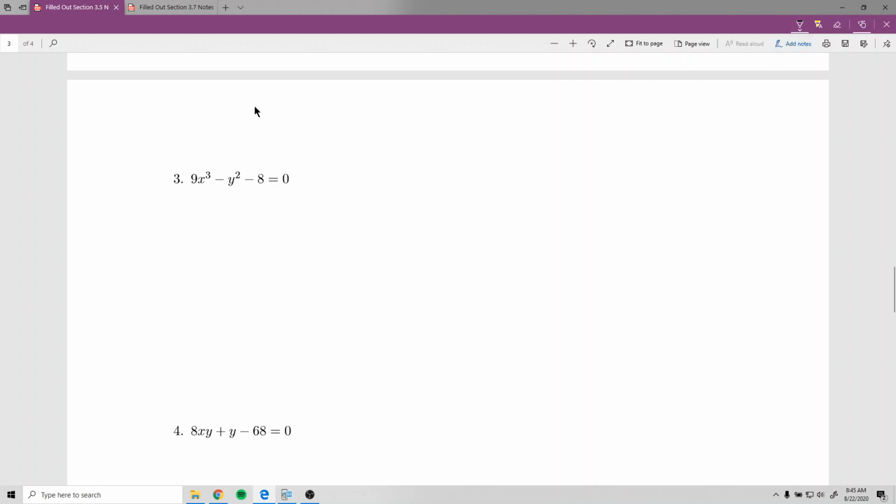So number 3 here, we want to get dy over dx, and we have 9x cubed minus y squared minus 8 equals 0. Now this one, the reason you can't solve for y is like the example I had at the beginning. Since there's a y squared, if you get the y squared by itself and then do the square root, you get plus or minus. So there's 2 equations. But more importantly, the reason why we want to use implicit differentiation is just because y is not already by itself. So we don't need to do that.